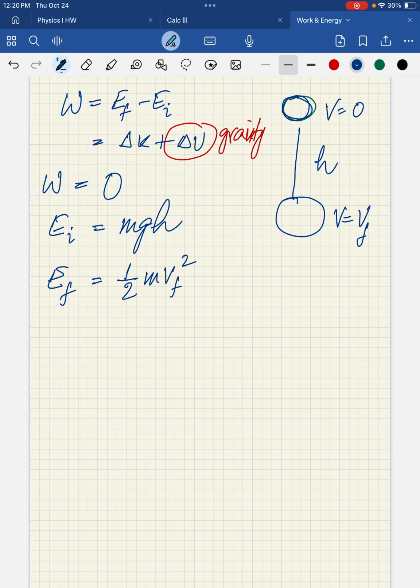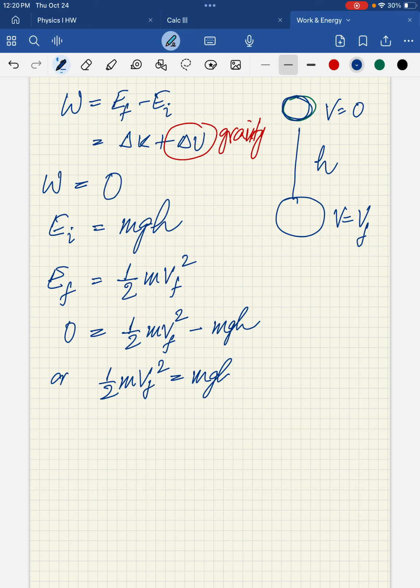Now putting it all back into the equation, 0 is equal to EF, which is half mv square, minus mgh, or half mvf square equal to mgh, right?